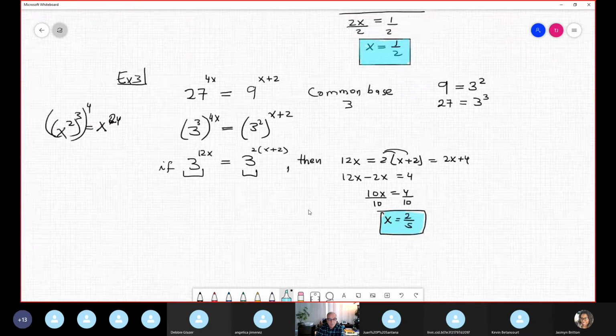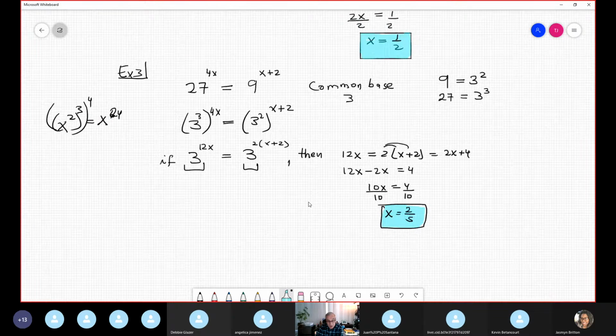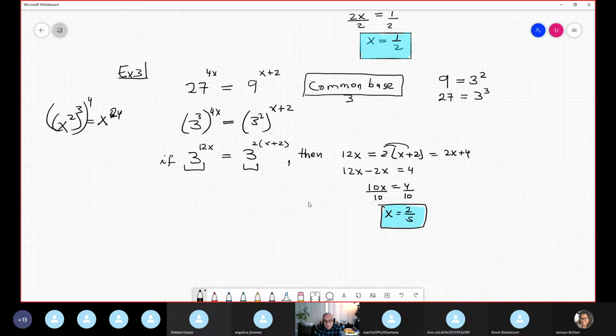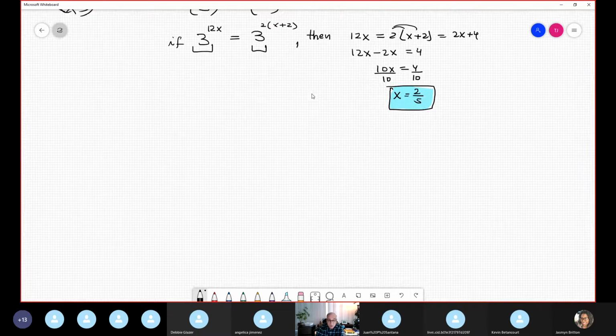Exponential equations. We are studying now the elementary case in which it's possible to express both sides with a common base. This is the key idea, common base. In some problems it is impossible to find the common base, and we studied that maybe today or Wednesday.